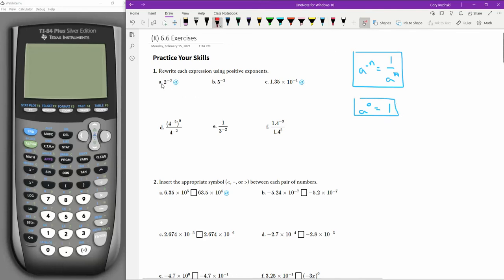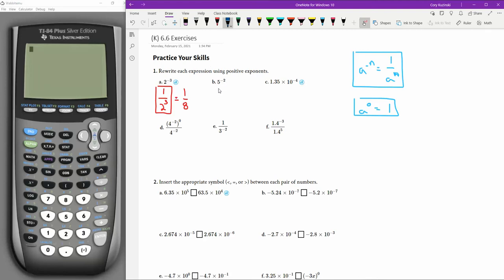All right, so 2 to the negative third. We could rewrite that as 1 over 2 to the positive third. I think that's what we're looking for here in the answers. We could also call that 1/8 if we wanted to. I'll write that down, but I think what we're looking for in the book answer is 1 over 2 to the power of 3.